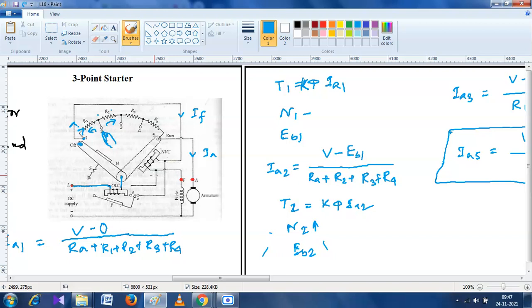So there is a chance of burning, sir. Yes, there is a possibility of burning the armature coil. So when the power cut happens, the lever position should go from 5 to the off position.